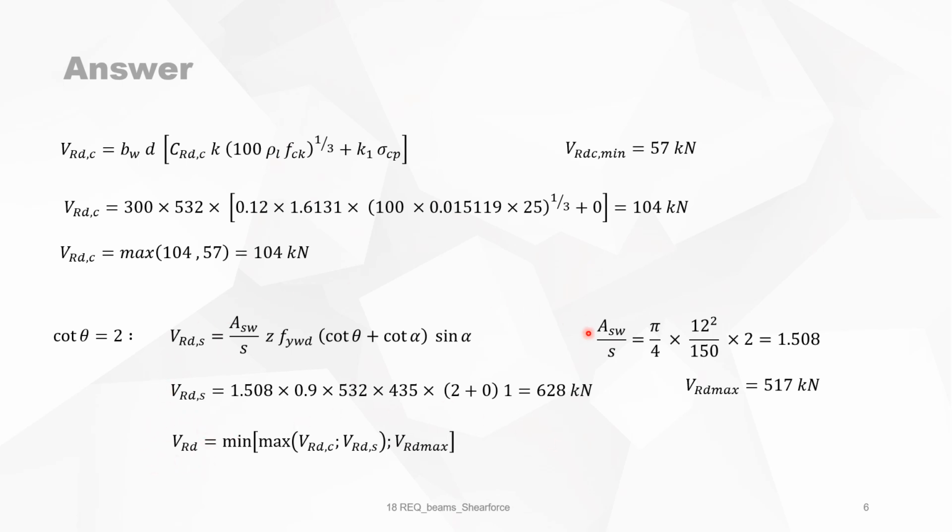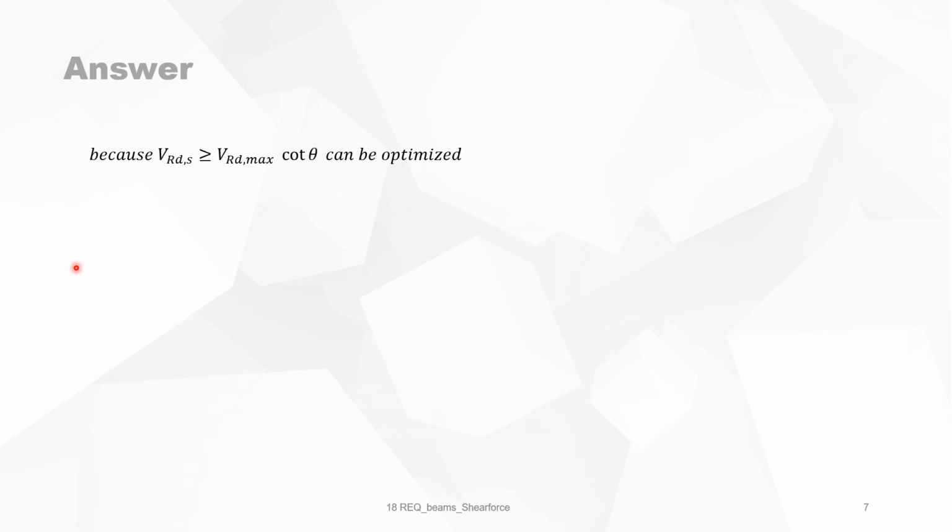So in this example, cotangent theta 2, VRD is of course the maximum of VRDC and VRDS, which is 104 and 628. And from this, take the minimum with VRD max, and we have 517 as the resistance to shear force, depending on the angle of the shear strut. So because VRDS is bigger than VRD max, like we said, cotangent theta should be optimized.